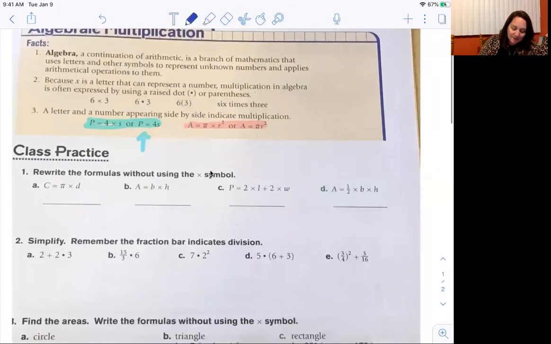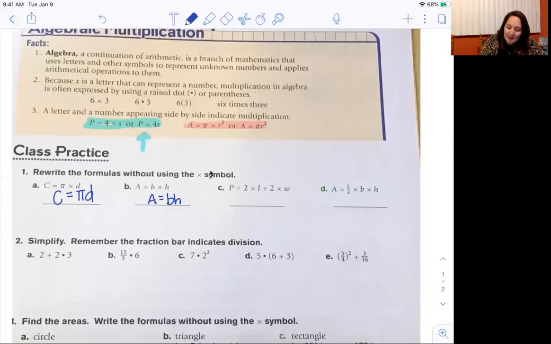Number one, it says rewrite the formulas without using the X symbol. Well, C equals pi D. What formula is this from? Circumference equals pi times diameter. Good. And we're just going to write it. C equals pi D. We've been doing that all along. Letter B, A equals B times H. Well, area equals base times height. And this is the area of a parallelogram.